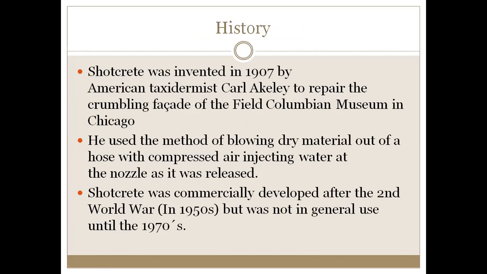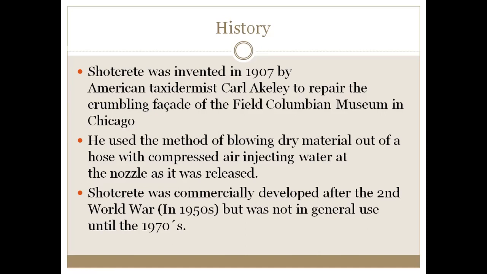History of shotcrete. Shotcrete was invented in 1907 by an American taxidermist. A taxidermist is a person whose job is to prepare the skins of dead animals and birds and fill them with a special material to make them look as if they are alive. Carl Akeley used it to repair the crumbling facade. Crumbling means broken or falling apart into small fragments, and facade means the front portion of a building.